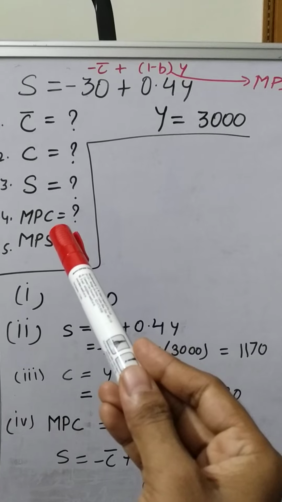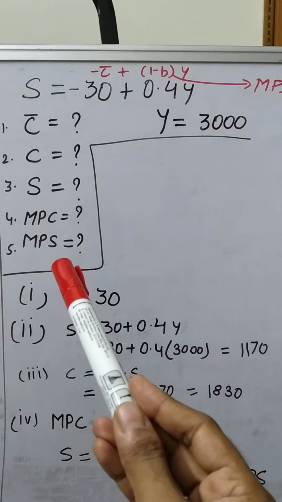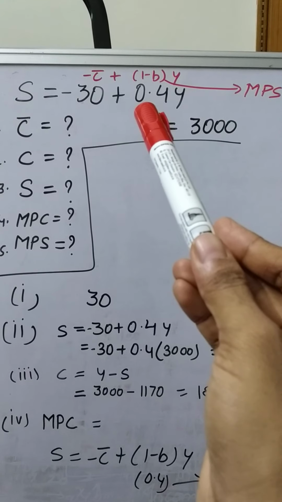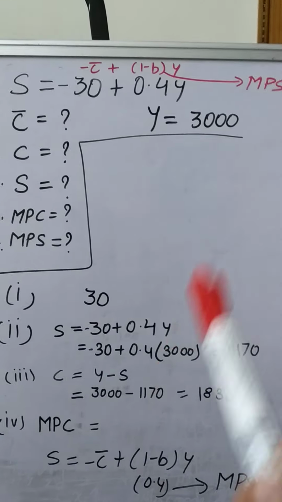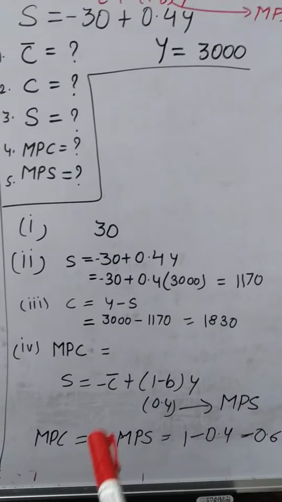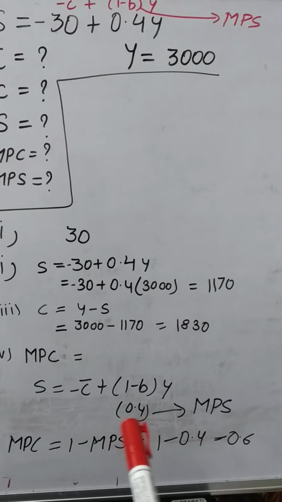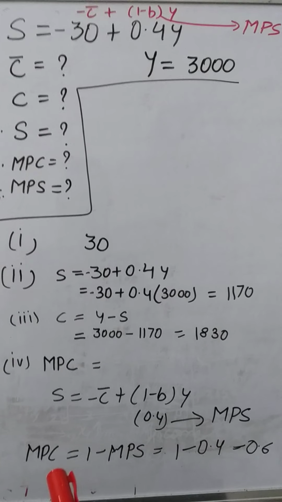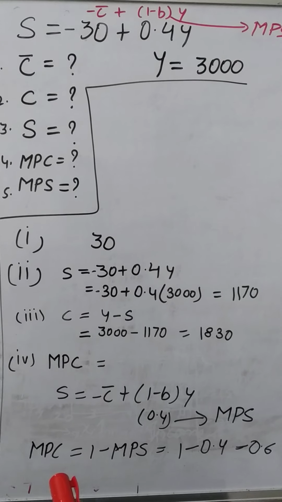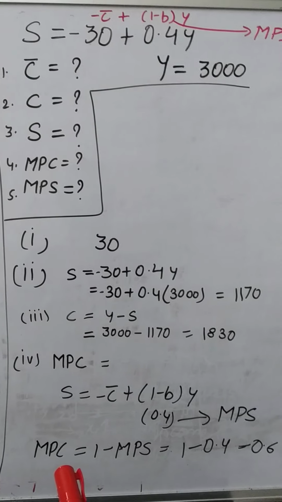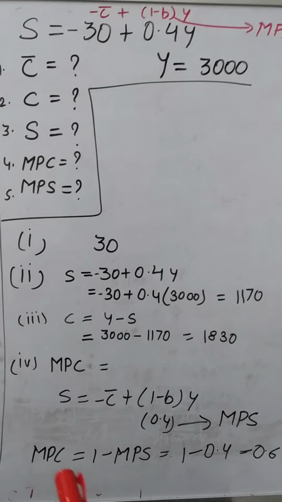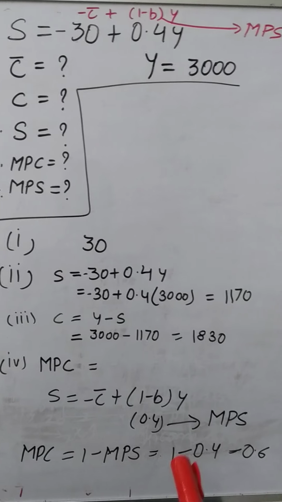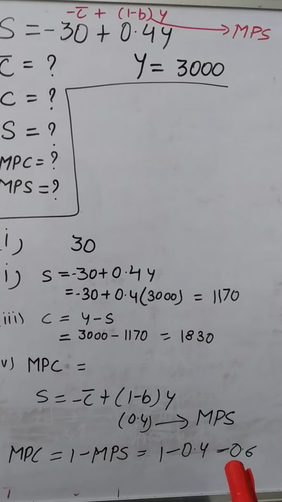After that they ask you to calculate MPC and MPS. Now listen, when the saving function is given, 0.4 is your MPS. So the MPS value is already given to you, so we can already write 0.4, right? And now MPC we can calculate. We have already discussed that the relationship between MPC and MPS is MPC plus MPS equals 1. So MPC can be calculated as 1 minus MPS. So 1 minus 0.4 is equal to 0.6.